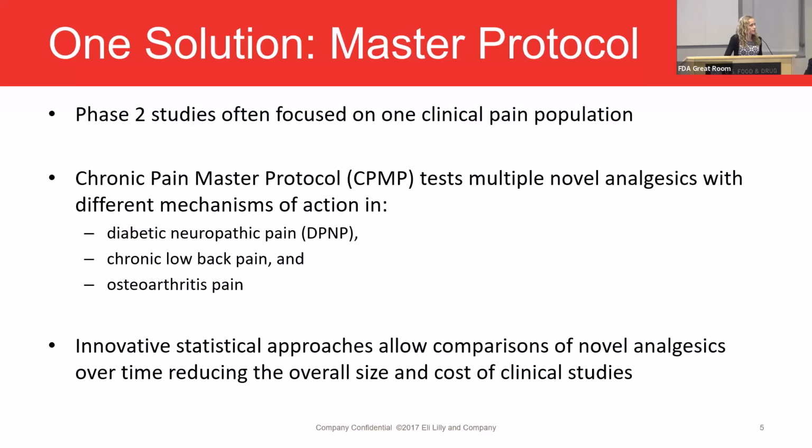So what we wanted to be able to do is within the same protocol to test these 3 different pain types, and they were selected to be diabetic neuropathic pain, chronic lower back pain, and osteoarthritis pain. And so we were able to look at a variety of novel analgesics, and this resulted in reducing the size and cost of the studies versus had we done these independently, and we may not have even been able to test some of these drugs in these different pain types.